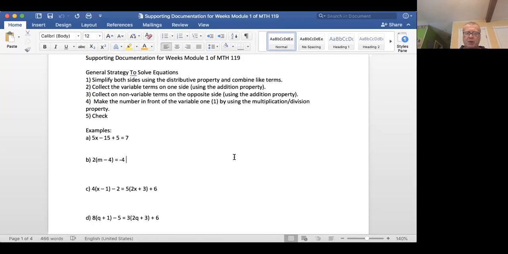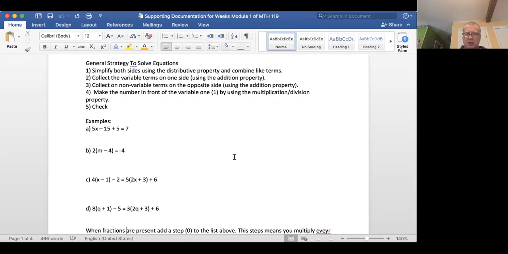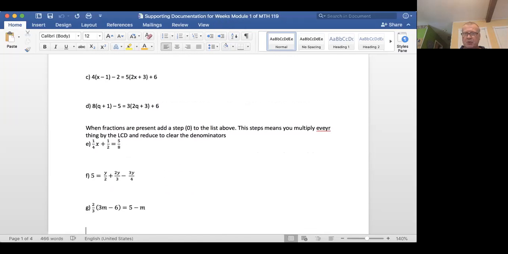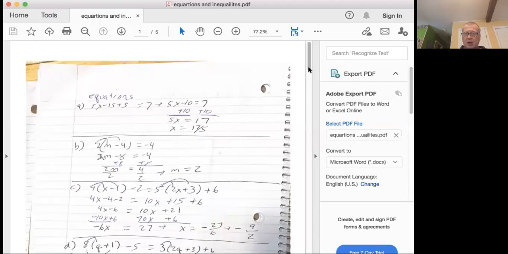So I give you several examples, and let's work through those examples on this PDF that also should be there for you. I'm going to have to stop sharing for a second, and then reshare that PDF file. There it is. And here we go.